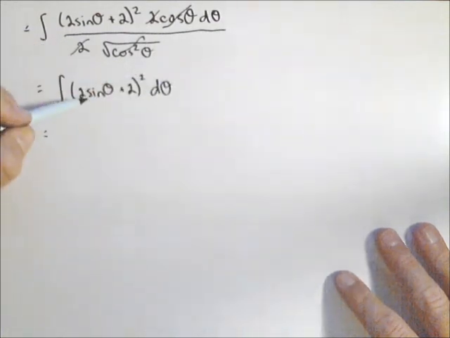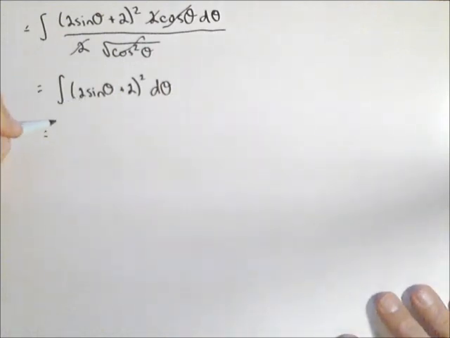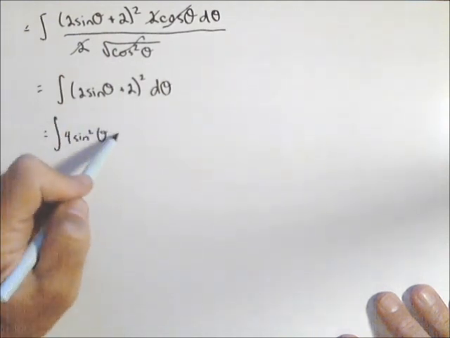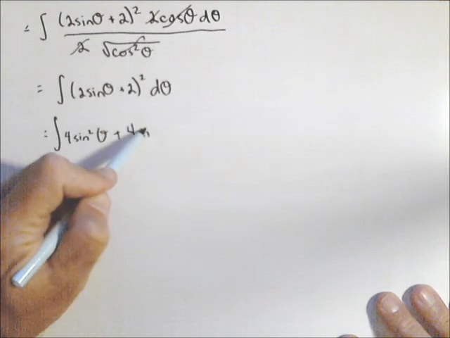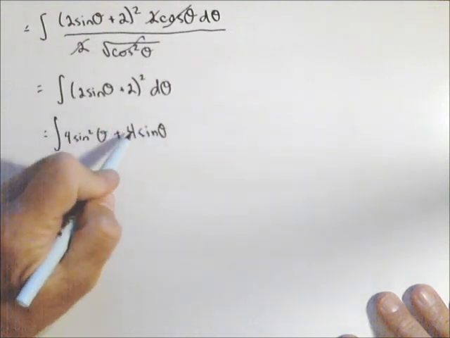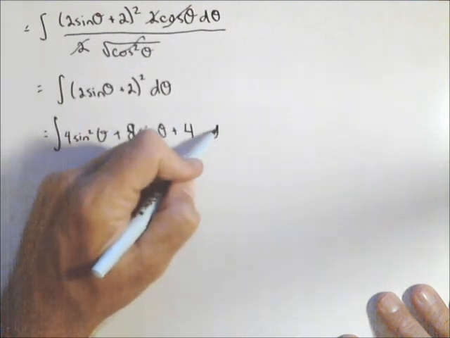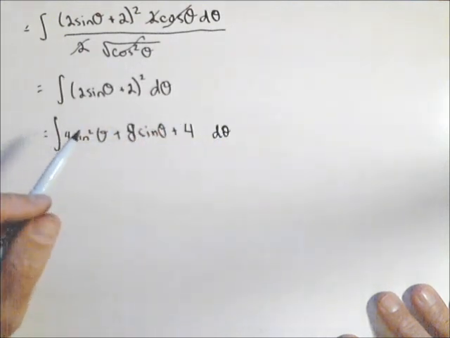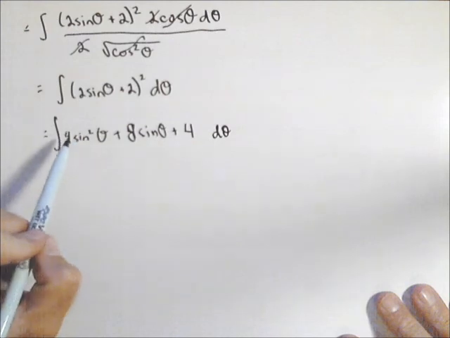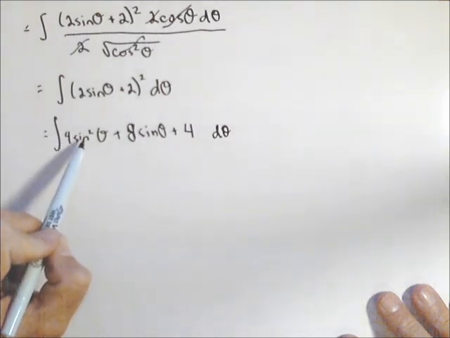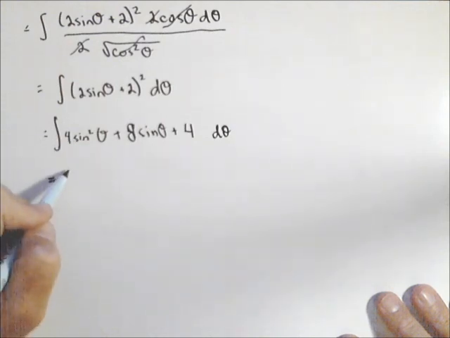Now in order to solve this, we're going to need to multiply this out. So foiling this out, we get 4 sine squared theta plus 8 sine theta plus 4 d theta. We're going to be able to break this up piece by piece. The thing is, dealing with a sine squared theta is not really straightforward.